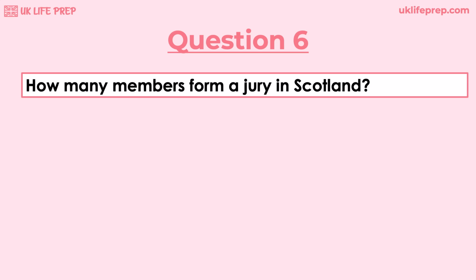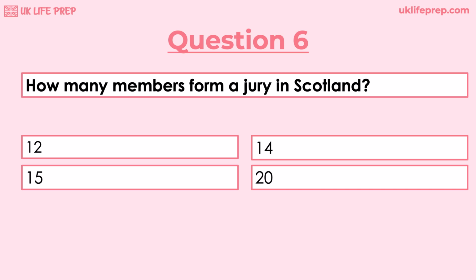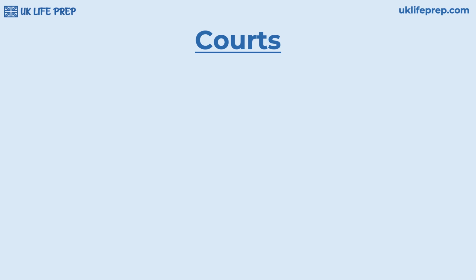How many members form a jury in Scotland? Is it A. 12, B. 14, C. 15, or D. 20? The correct answer is 15. Now, in my humble opinion, the courts topic is by far the hardest. There is just so much information you need to know about the courts that your average British person on the street would just not be able to answer.